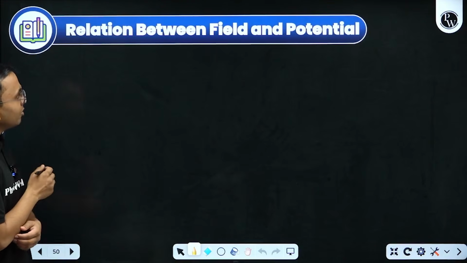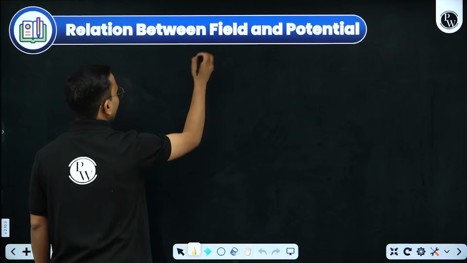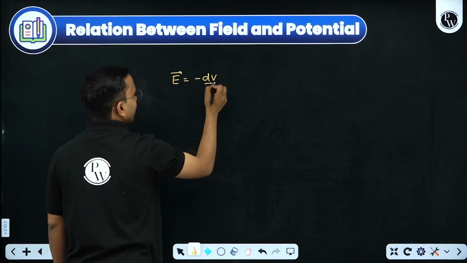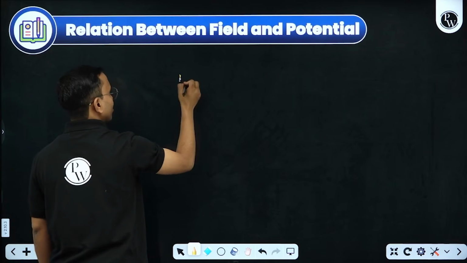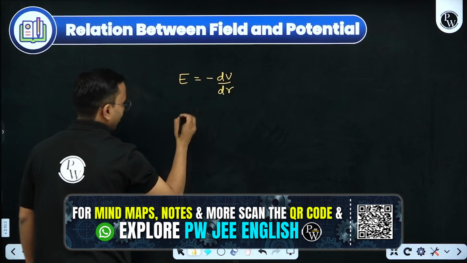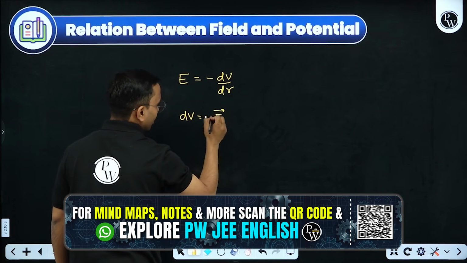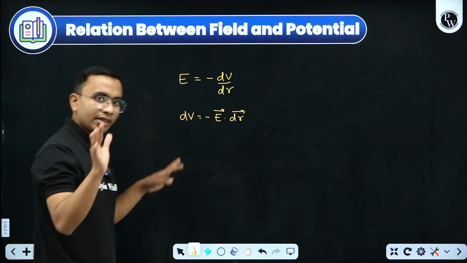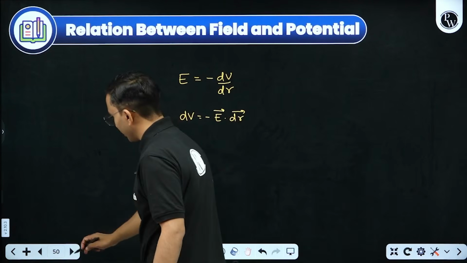Relation between field and potential. We already derived that relation, so I am just writing the relation here. So my E is equals to minus of dV by dr, that we did. Okay, let me write it properly again. So my E is equals to minus dV by dr and my dV is equals to minus of E dot dr. I'm just writing the relation because we did the derivation for this previously. Now let us have some questions on this relation.